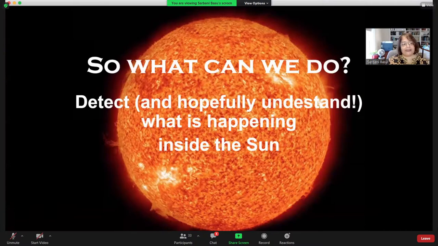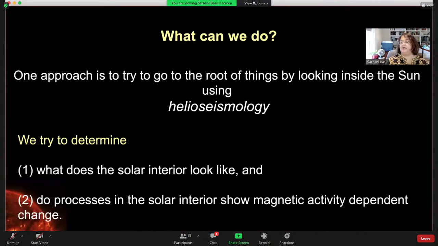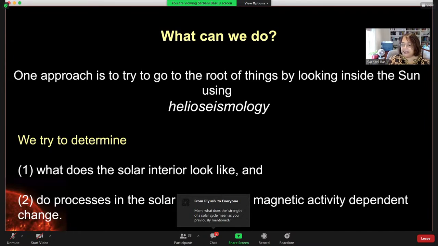So the idea is, the solar cycle occurs, so it has to be due to something happening inside the sun. So what we want to do is detect and hopefully understand, the understanding part hasn't quite happened yet, what is happening inside the sun. Now, what can we do? We look at helioseismology, because helioseismology allows us to, A, figure out what the solar interior looks like, and B, we have enough data to figure out whether there is a change with the solar cycle.